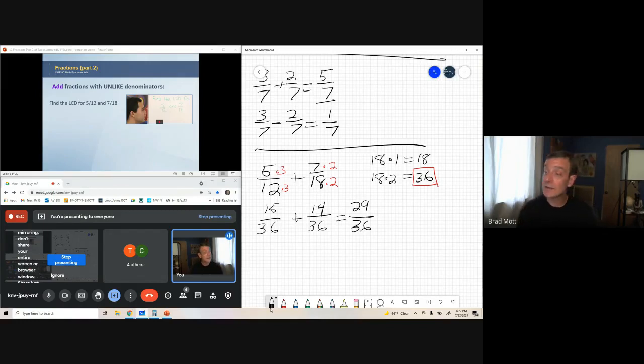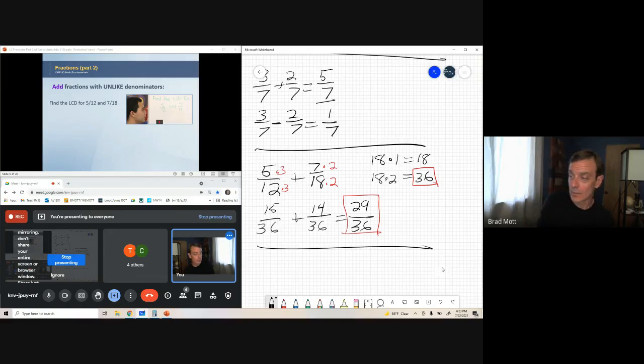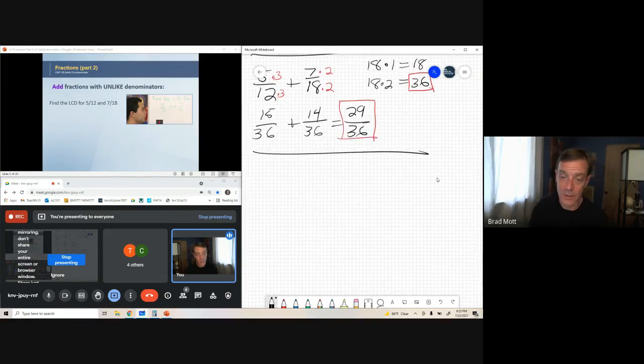Now you're not done. Double check that you have already simplified and make sure there are no terms in common between 29 and 36 that will go into both 29 and 36, and there are not. So the result of adding 5/12 and 7/18 is 29/36. Okay? Did everyone follow along with that one okay? Anyone not follow through with it?